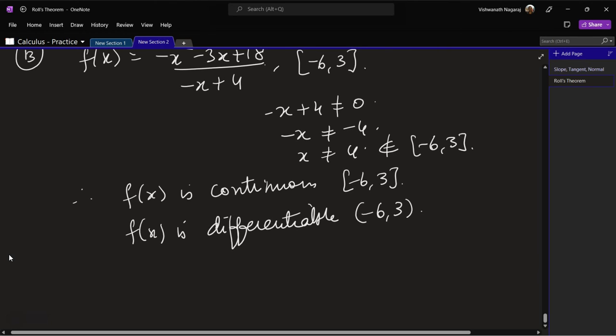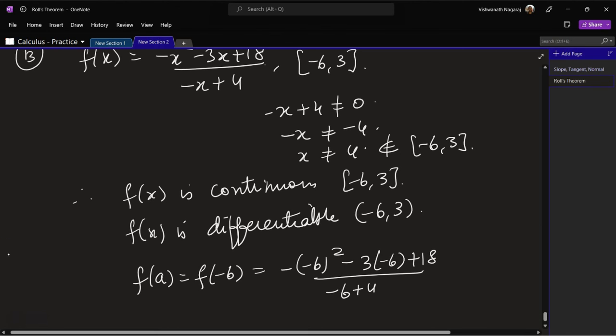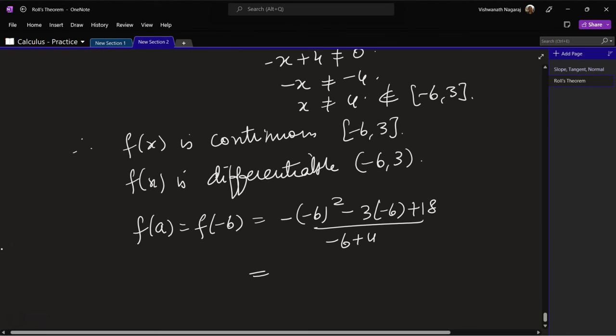Now let's very quickly look at f of a, which is f of minus 6, which is minus 6 square minus 3 times minus 6 plus 18 divided by minus 6 plus 4. So this comes to minus 36 plus 18 plus 18 divided by minus 2, which is equal to 0. 36 minus 36 is 0.